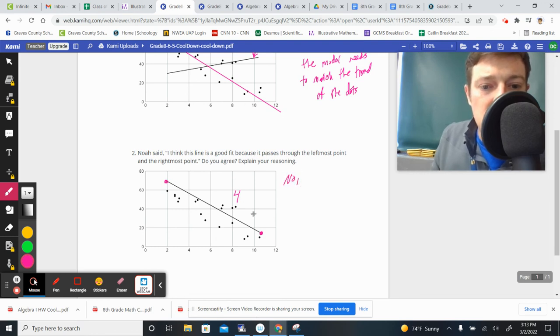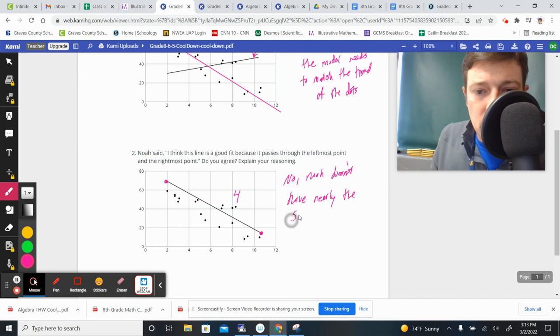It's not about farthest left to farthest right. The part where he messed up is Noah doesn't have nearly the same amount of dots on each side of the model.